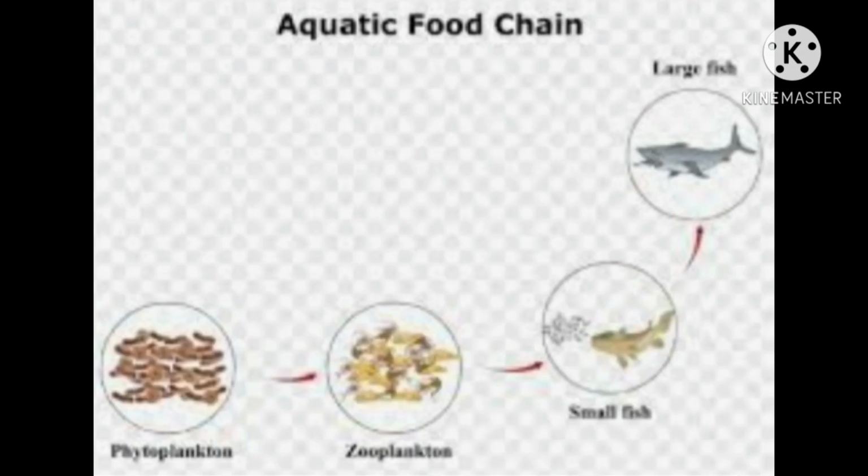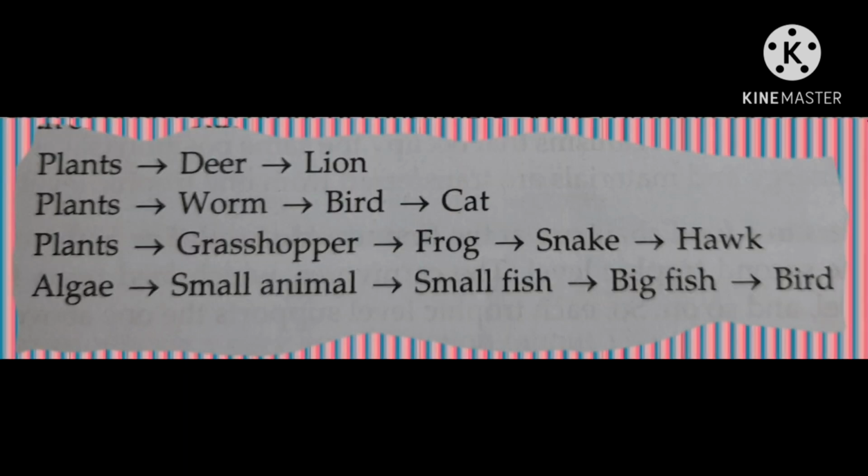In a freshwater aquatic ecosystem like a pond, the organisms in the food chain include algae, small animals, insects and their larvae, small fish, big fish, and fish-eating bird or animal. Now see some common food chains.